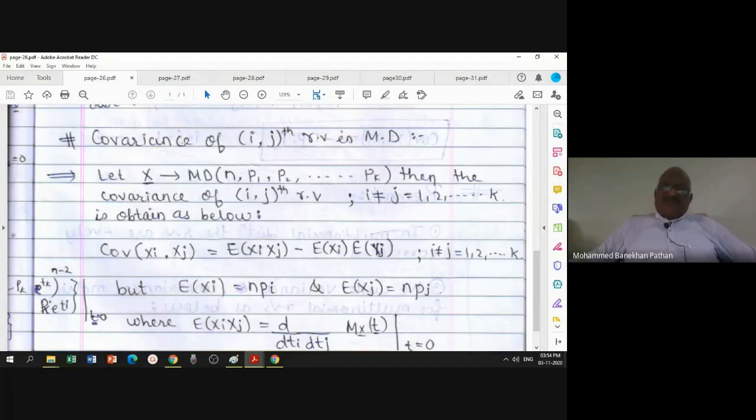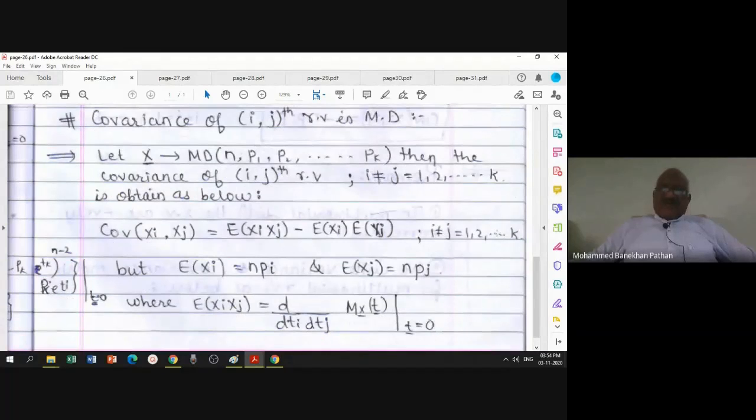Covariance is a statistical measure which gives an idea about variation in between. So here we have xi and xj as the two random variables coming from multinomial distribution. So it is quite natural to have knowledge of covariance. So we'll try to develop covariance between xi and xj.